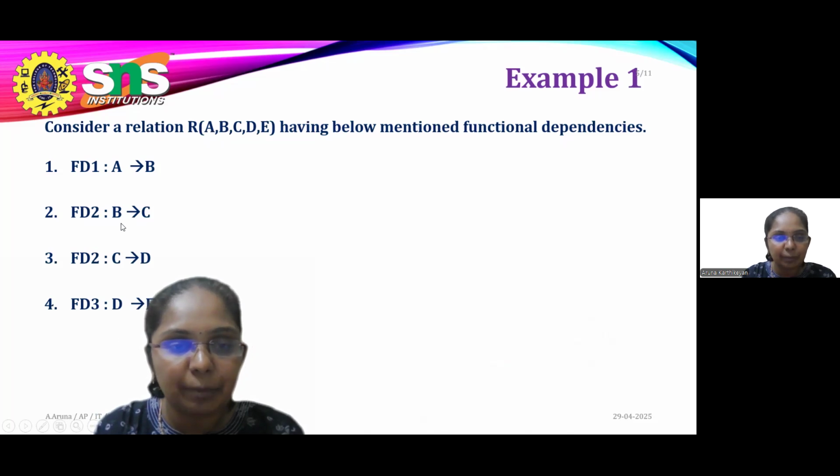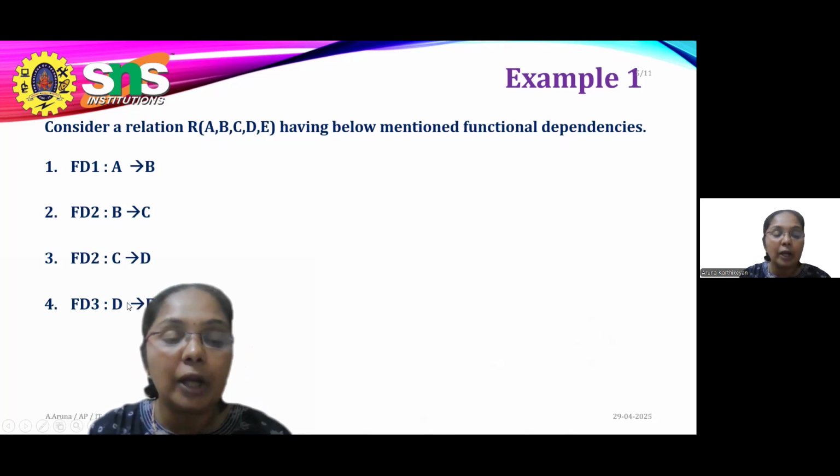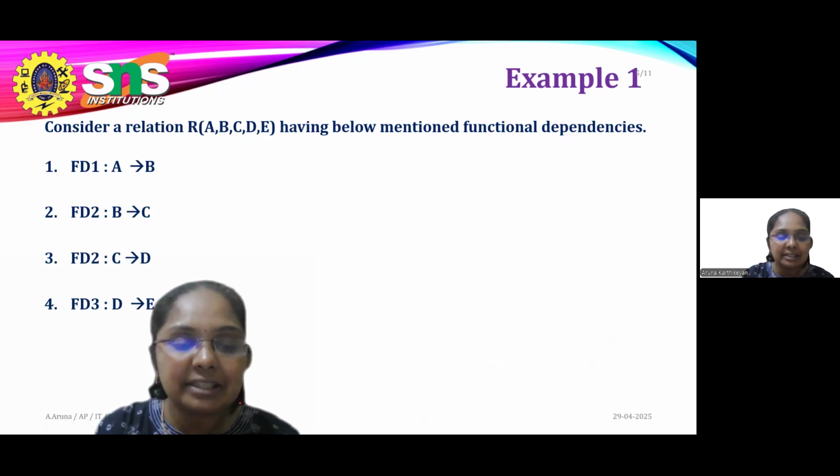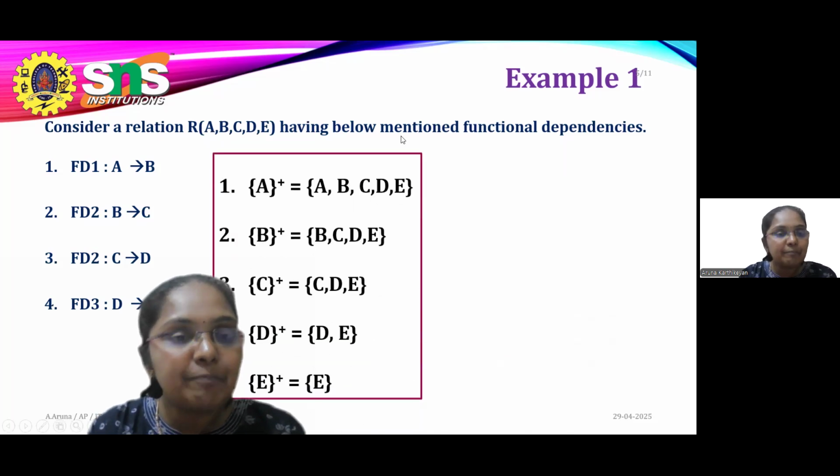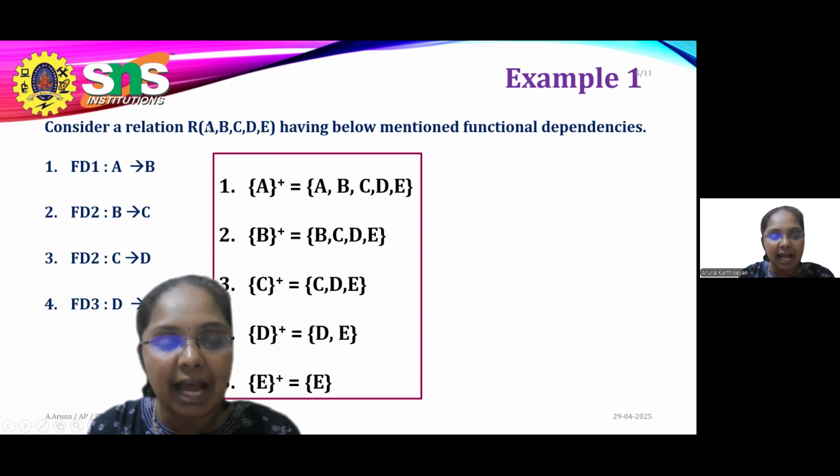One is A tends to B, B tends to C, C tends to D, and D tends to E. So here I have to calculate how many super keys are available and how many candidate keys are available. How can I identify them? I have to calculate the closure set for all of these attributes along with the possibilities.